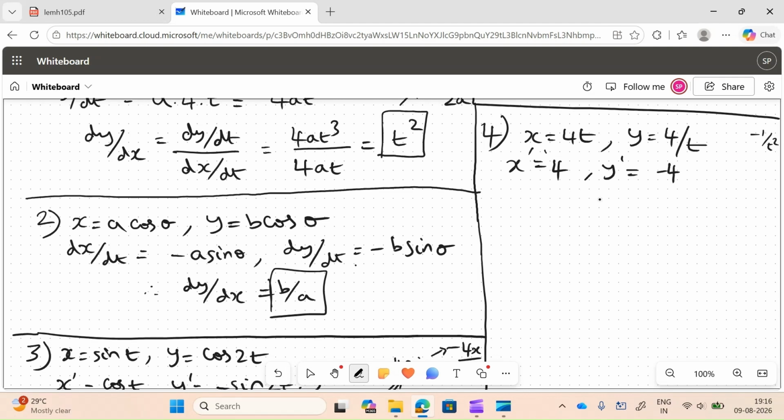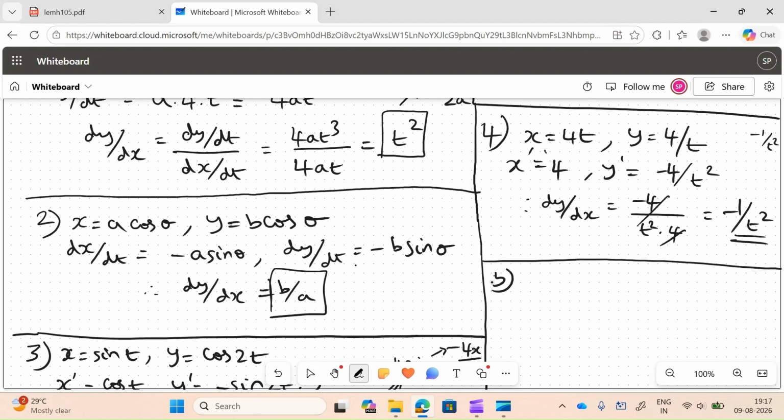So see, by this time we are at the 6th exercise already, so you should know all these derivatives by heart. I'm not telling you to memorize it, but by practicing questions, you should get a hold of it. So this will be minus 4 by t square. So your dy by dx will be minus 4 by t square into 4. So the 4 cancels, minus 1 by t square. That's all. Or you can write, as t is x by 4, t square is x square by 16, so minus 16 by x square. You can write it like that also.